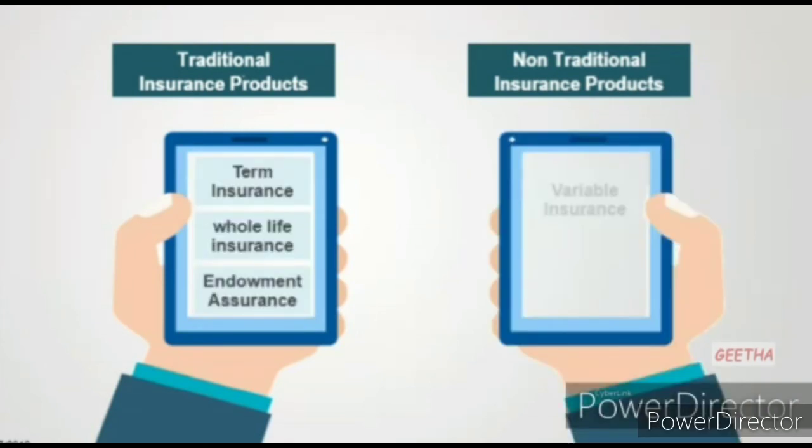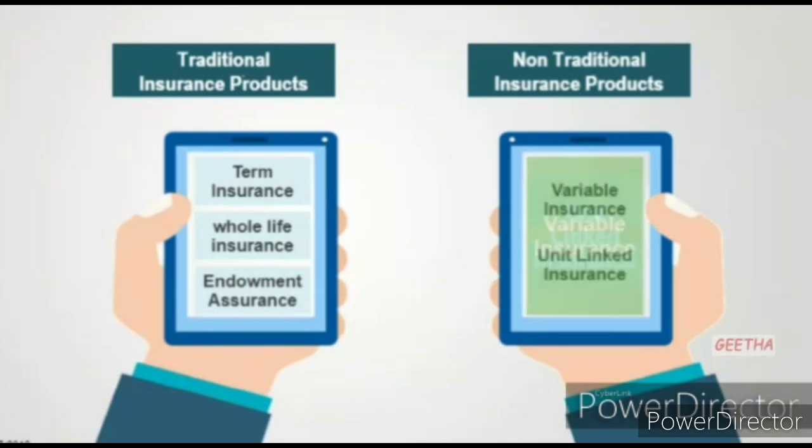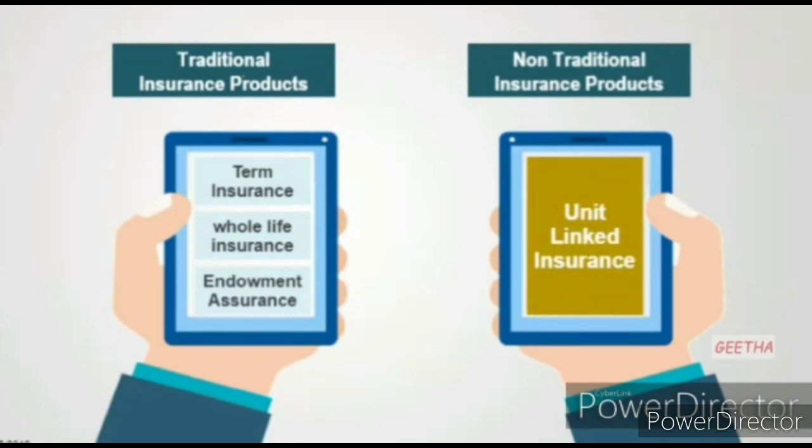Non-traditional products include variable insurance and unit-linked insurance. Variable life insurance is a kind of policy where the death benefit and cash value of the policy fluctuate according to the investment performance of a special investment account into which premiums are credited. The benefits under unit-linked insurance contracts are wholly or partially determined by the value of units credited to the policyholder's account at the date when payment is due.